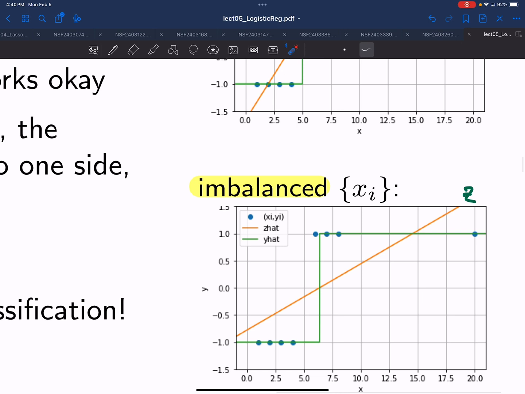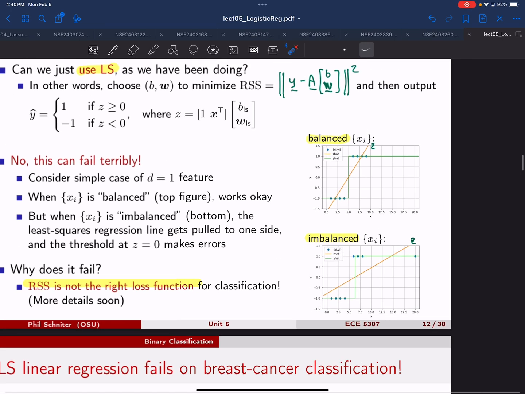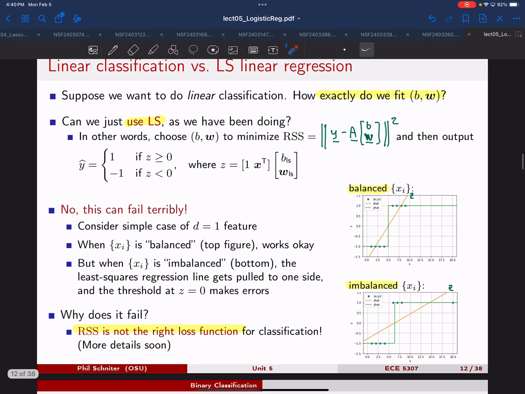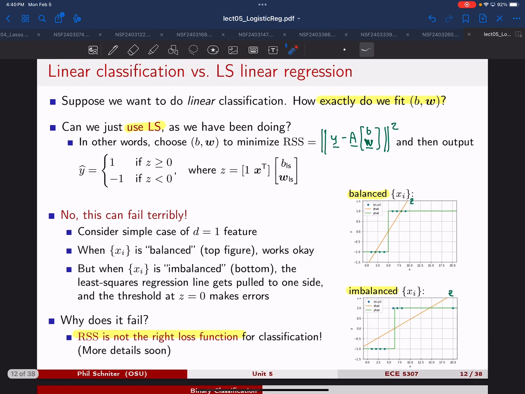It should be spending most of its time trying to figure out what's happening here, and this is the region of difficulty for classification, not over here. Okay, so that's essentially just a loose, intuitive understanding of an example where least squares fails. RSS is not really what we want to minimize for our loss function. Okay, any questions on this little example here?